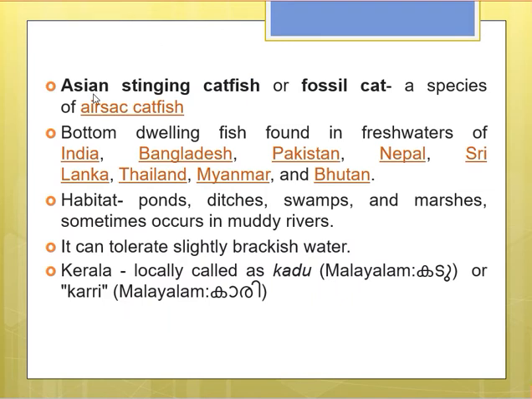Now, this is a bottom dwelling fish, a freshwater form found in the freshwaters of India, Bangladesh, Pakistan, Nepal, Sri Lanka, Thailand, Myanmar and Bhutan. Its habitat includes ponds, ditches, swamps and marshes, and sometimes they are also seen in muddy waters. Another peculiarity is that it can tolerate slightly brackish water, which contains some salt. So a slight salinity can also be tolerated by this fish. In Kerala, it is locally called Kadu or Kari.